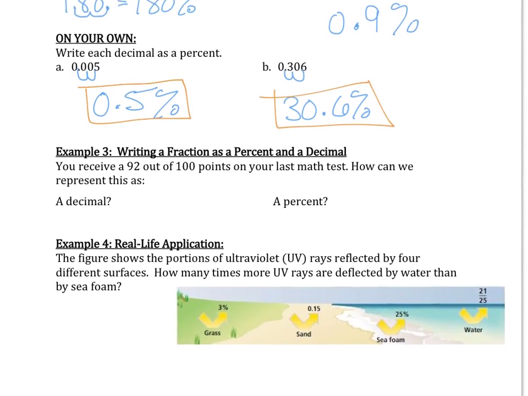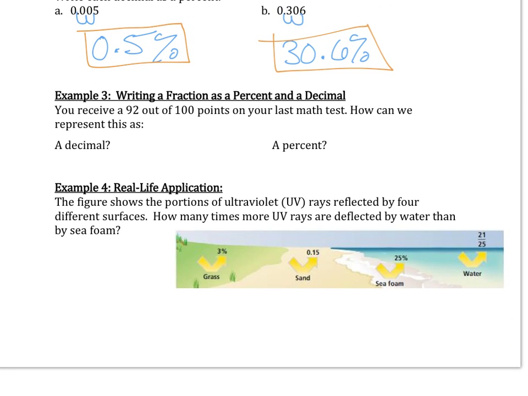Now the last thing we have here is we can also write a fraction as a percent and a decimal. So if you receive a 92 out of 100 on your math test, that is really saying that you got a 92 over 100 if we look at it as a fraction.